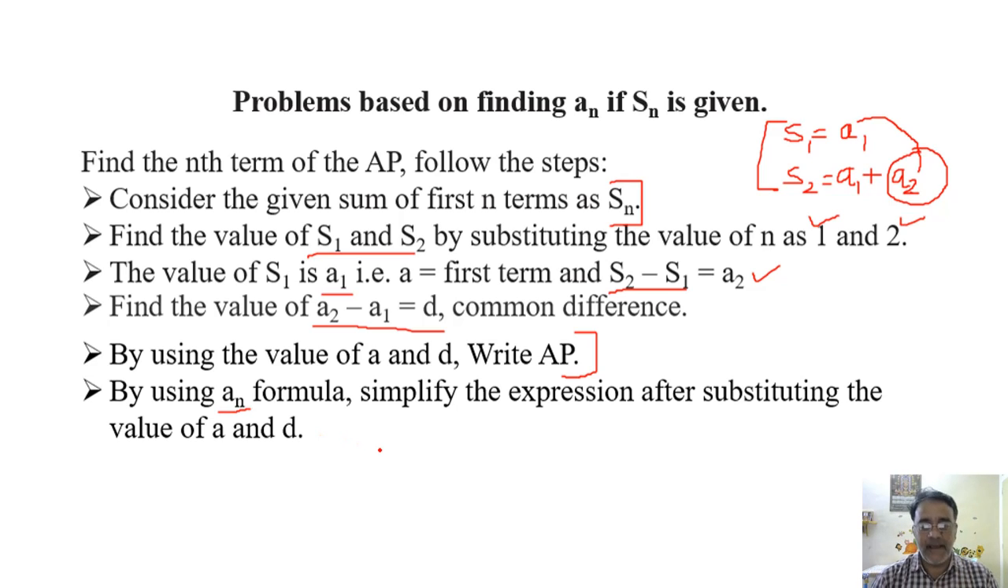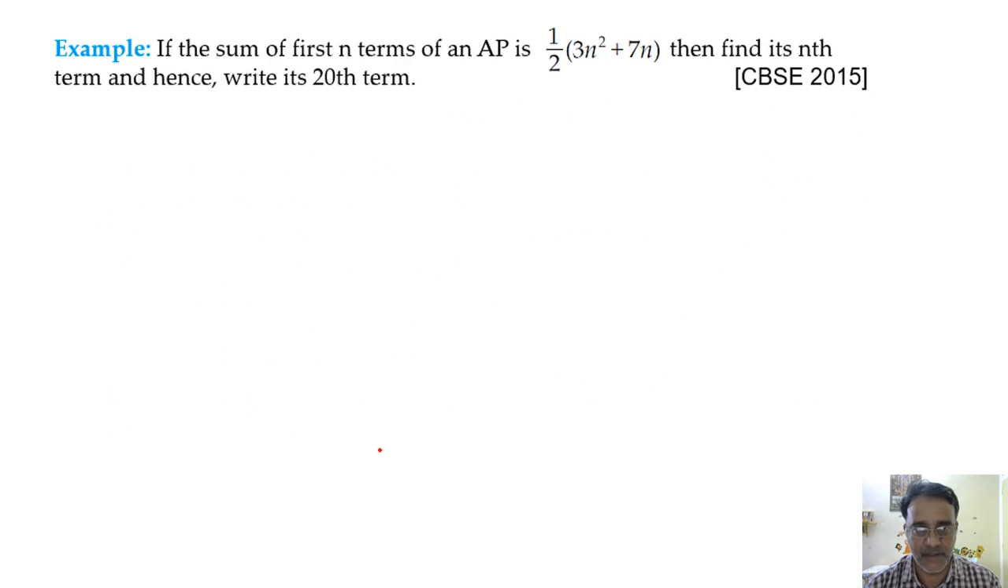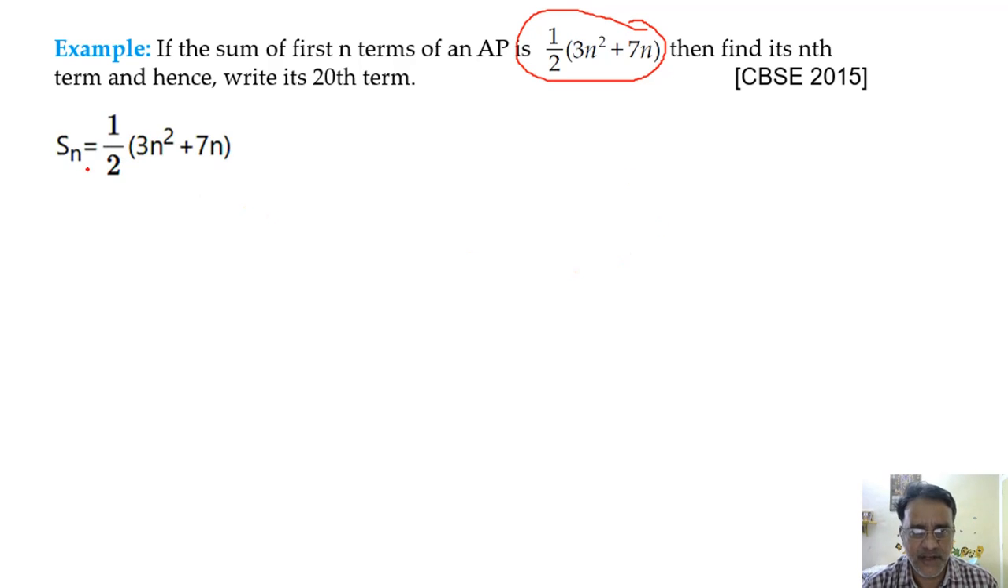The An formula is An equals A plus n minus 1 into D. Simply you have to substitute the values of A and D in that formula. Okay, let us see one example. This is a CBSE 2015 board question, and here Sn is given, that is half into 3n square plus 7n. First we have to find S1.